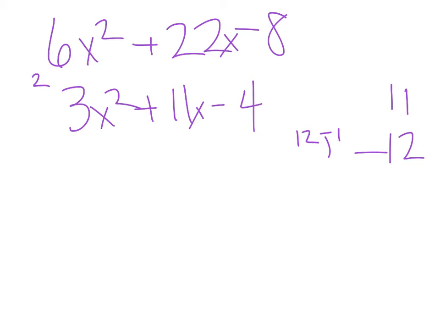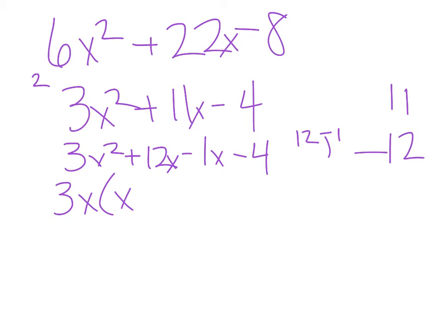I think it looks like I should write it like this. 3x squared plus 12x minus 1x minus 4. Alright? Why can I not remember my x's? Okay, so on this side here, 3x is what they have in common. 3x, that's going to be x plus 4.